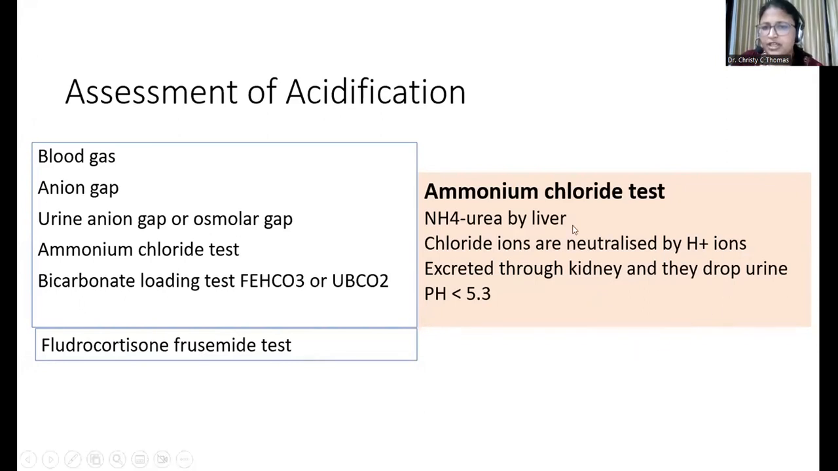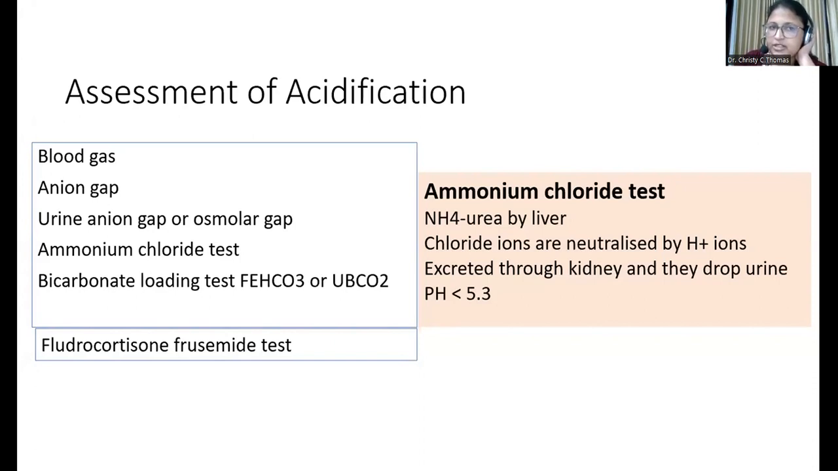After the ammonium chloride administration, the ammonia is converted to urea by the liver, and the chloride ions are neutralized by the H+ ions. These H+ ions are then excreted by the kidney, leading to a drop in the urine pH. If the urine pH falls below 5.3, the acidification capacity of the kidney is intact.